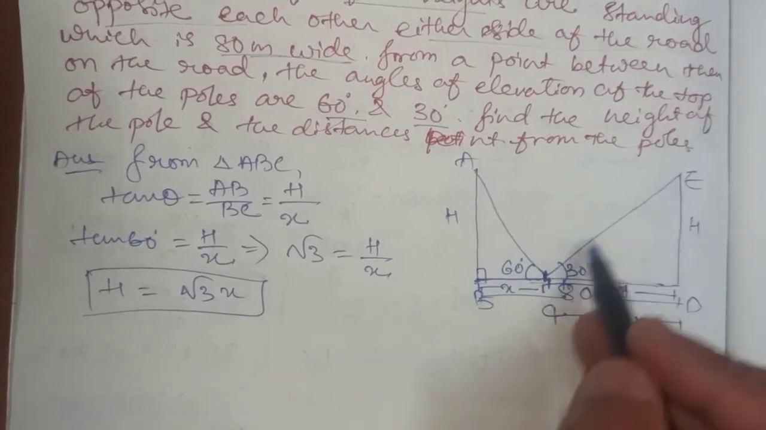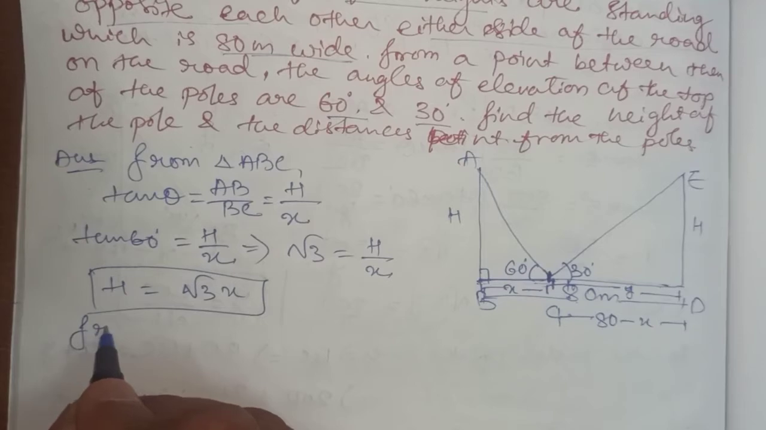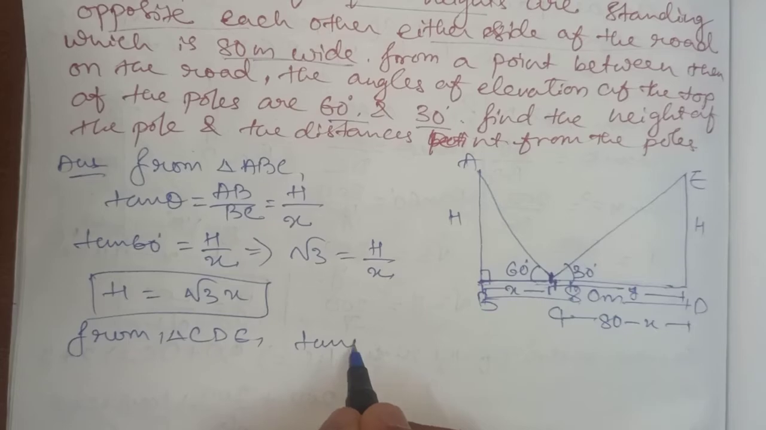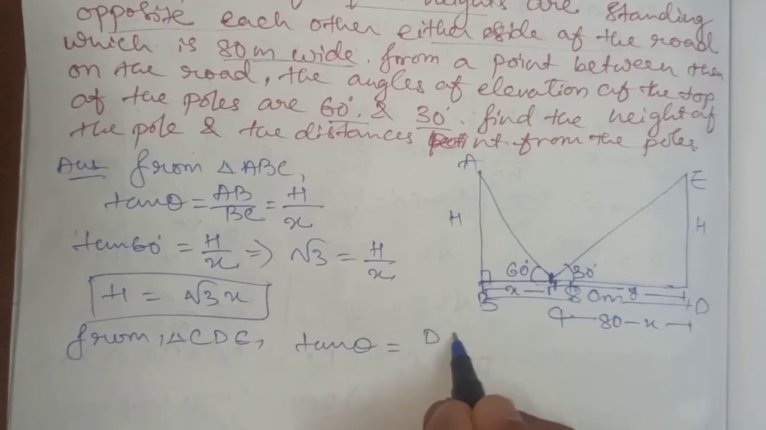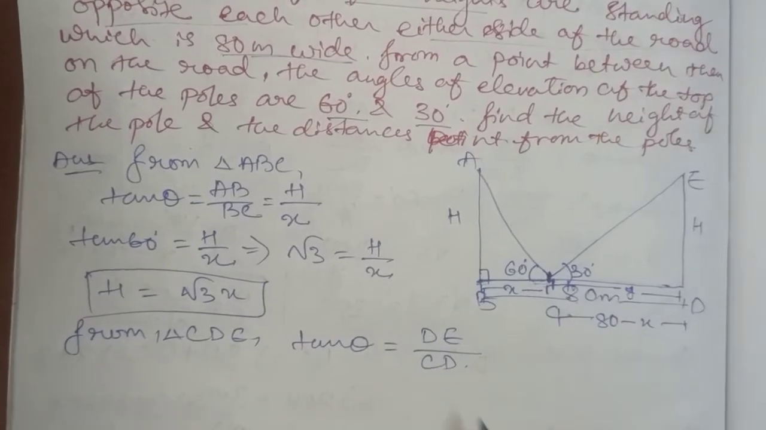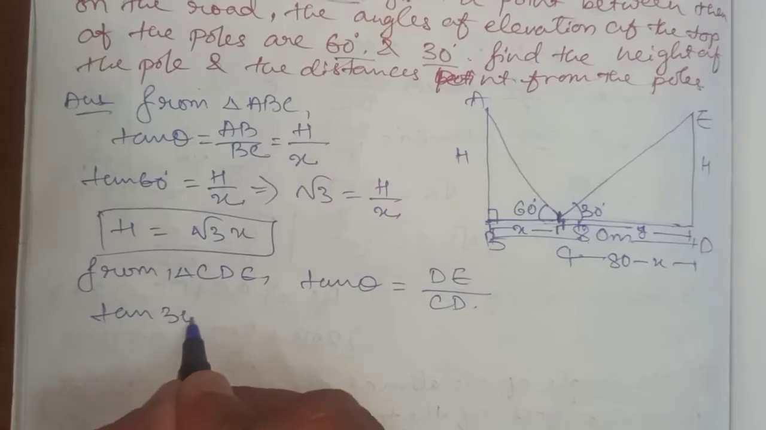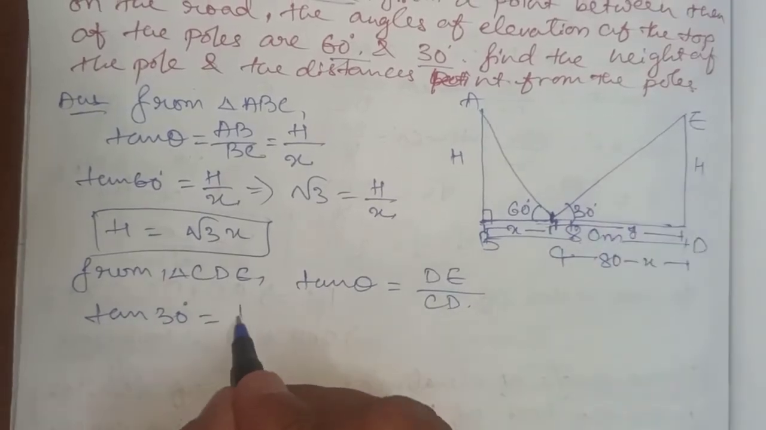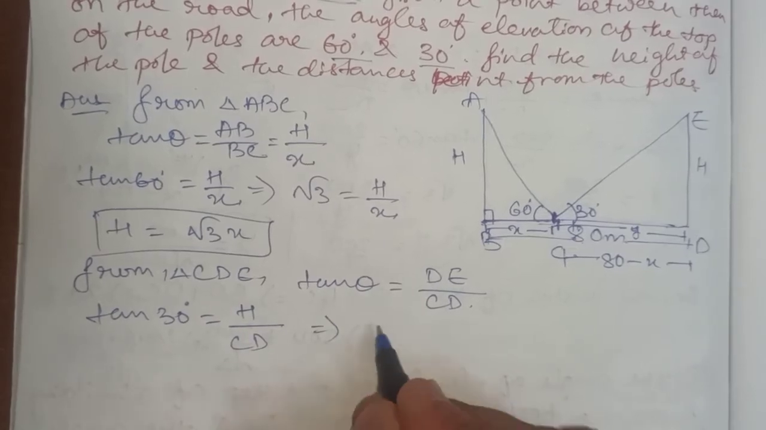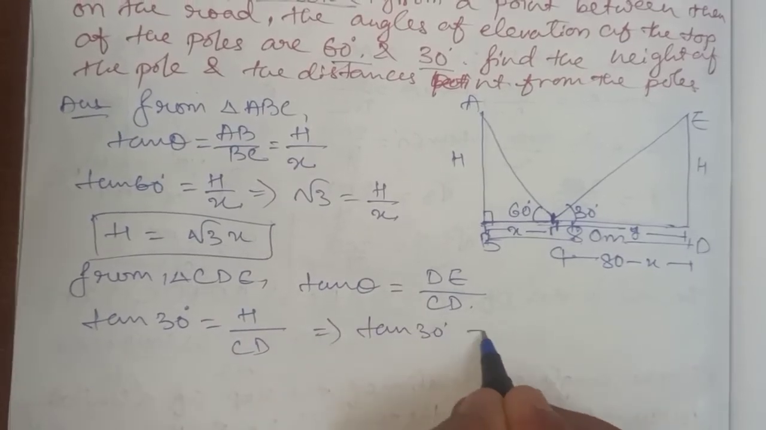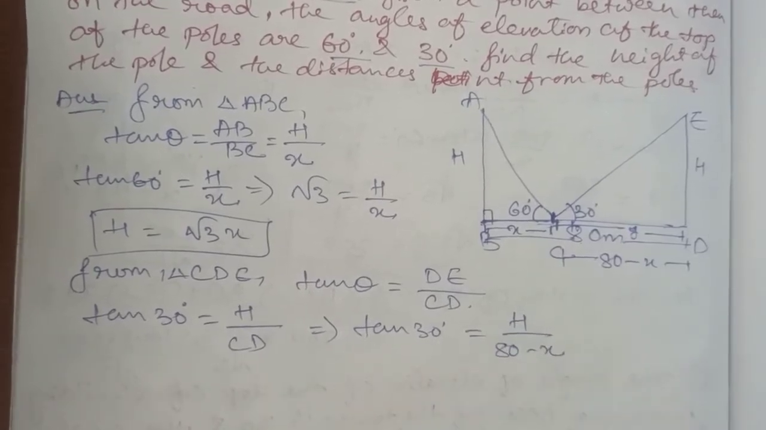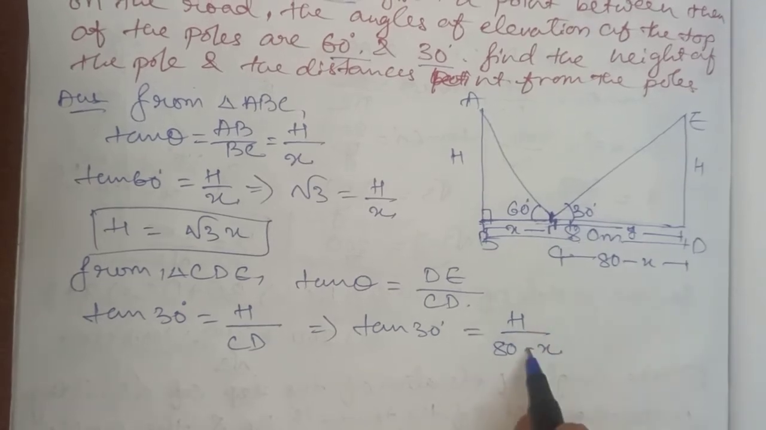Now I will take triangle CDE. From triangle CDE, tan theta equals DE perpendicular by base, that is CD. Theta is 30 degree. DE is h. CD we have to take. Tan 30 equals h by CD. CD is 80 minus x we will get.